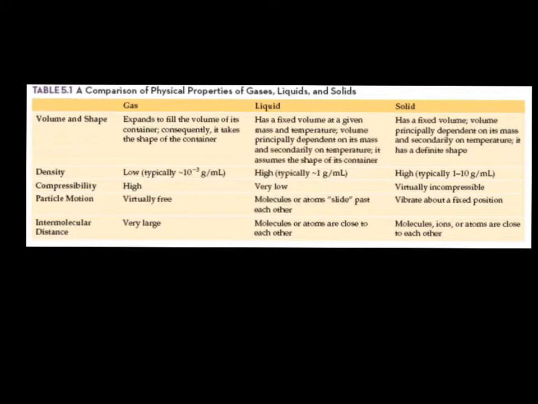In this table from your book, it's a similar type of table, but without the pretty pictures. We have volume and shape. A gas is going to expand to fill the volume of its container. The density of a gas is typically low unless we put it in a very small container. We compress it, which we can do for a gas, so we can take a gas and compress it to a lower volume. The particles move past one another freely, and the distance between those molecules is very large. One of the assumptions we'll make when we do the ideal gas law calculations is that those gas molecules are not interacting with one another.